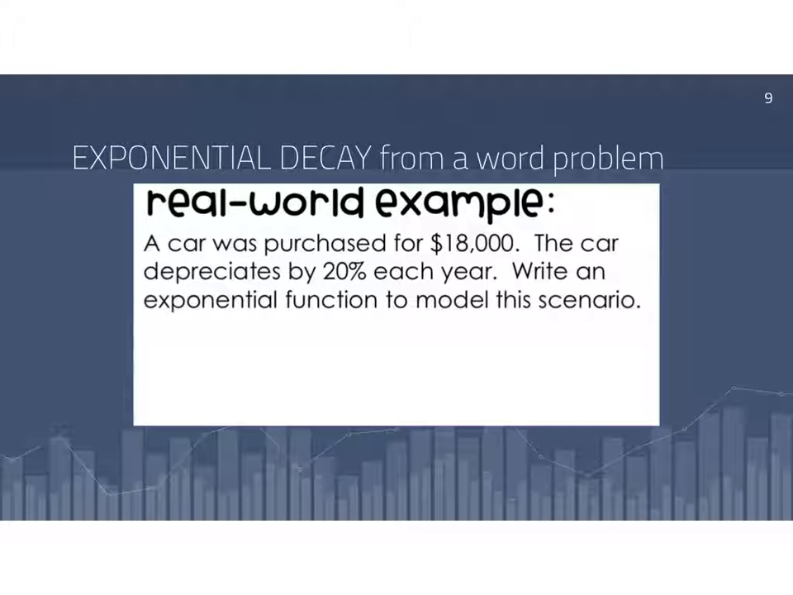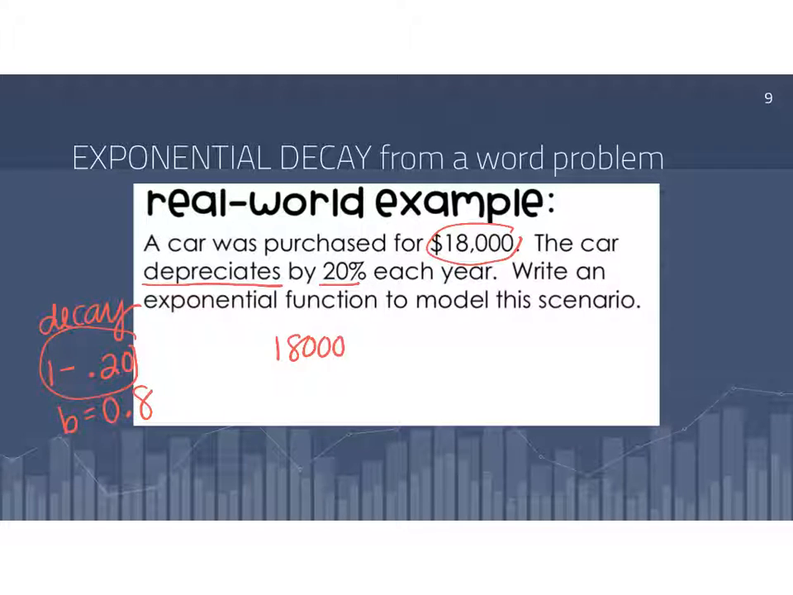In a real world problem, we have a car that was purchased for $18,000. So that's going to be my initial value. And the car depreciates by 20%. So that's going to be 1 minus 0.20. So my b equals 0.8. I do 1 minus because it depreciates, or it's decaying, or going down. So that's y equals 18,000 times 0.8 to the x power.